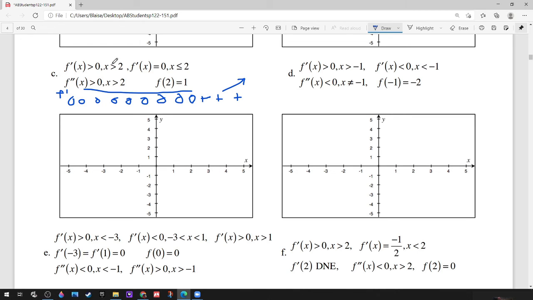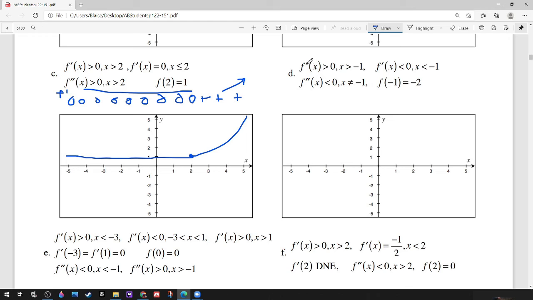Okay. f double prime when we're greater than 2 is positive. So it's going to be concave up from 2 on. And f of 2 is 1. So pretend that's a flat line, and then I'm happy with that.